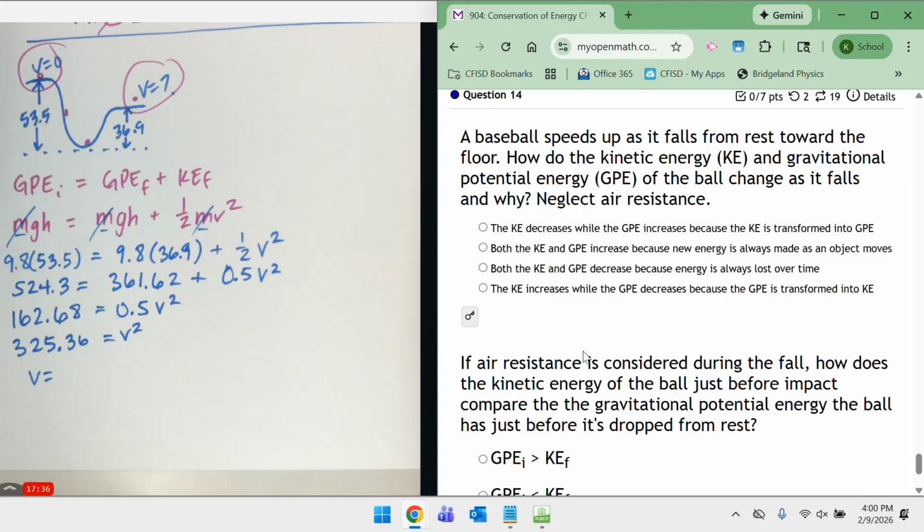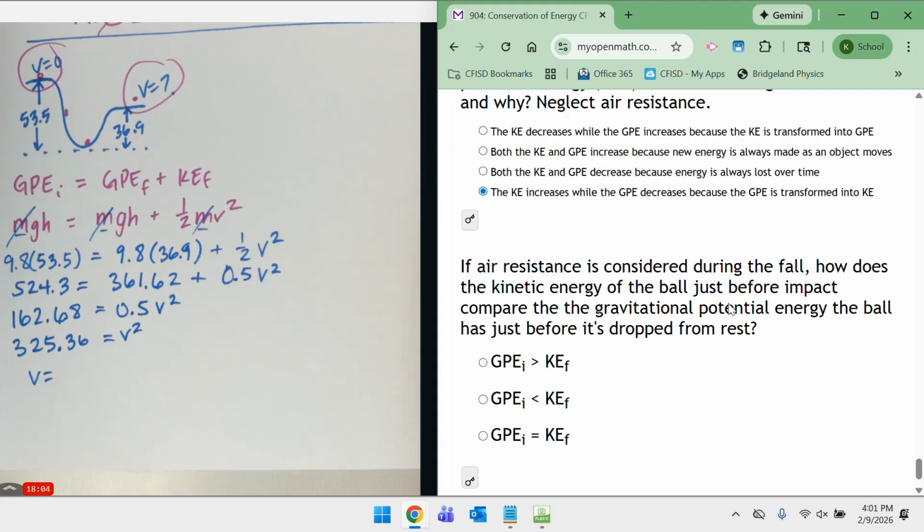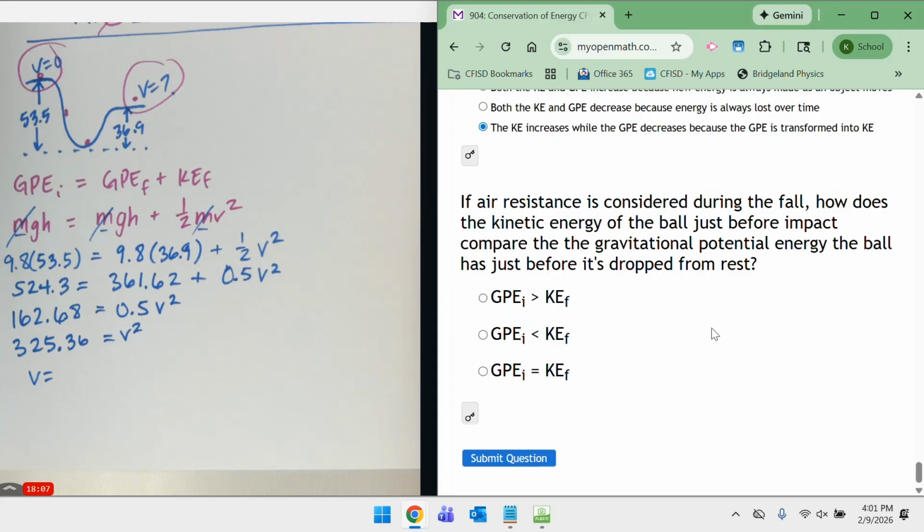Okay, if you're losing height, then you're going to expect it to be converted into kinetic energy, unless, of course, you're losing height as you compress a spring or something. Okay, but otherwise, a falling object is going to get faster. So we're going to pick the one that says that the gravitational potential energy decreases and kinetic energy increases. Which is this right here. KE increases while GPE decreases, because GPE is transformed into KE. That is absolutely correct.